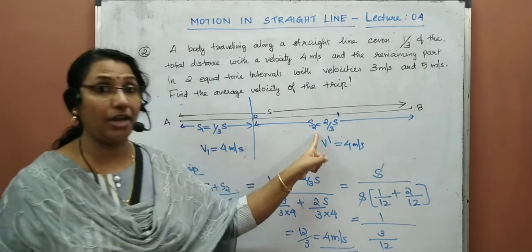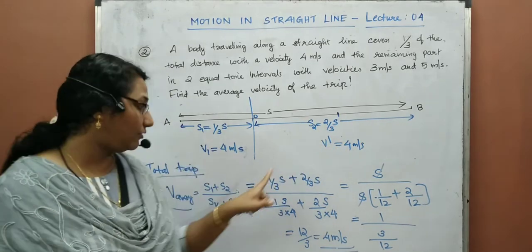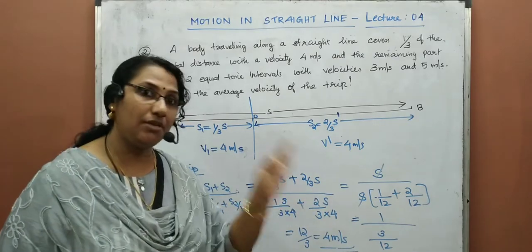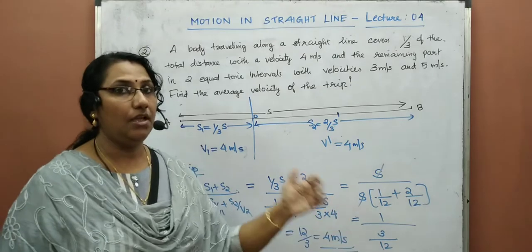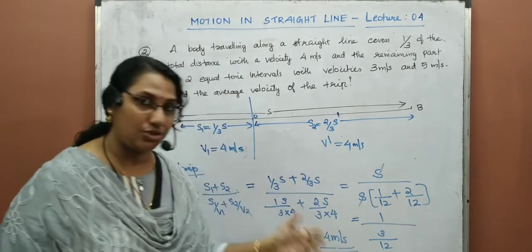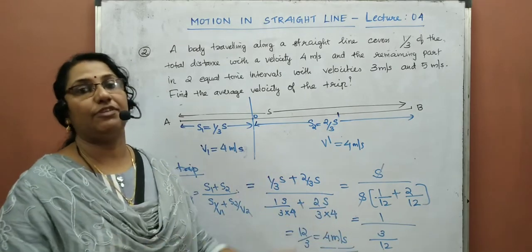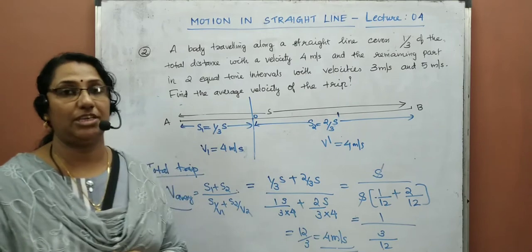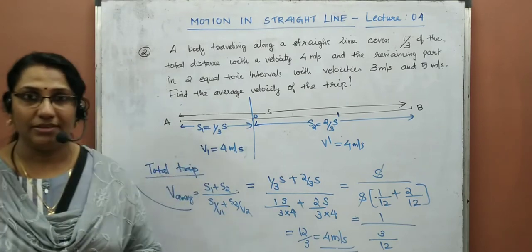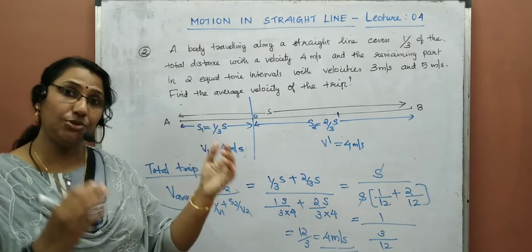Suppose in this part you get this as 6 meter per second. Then you have to go through these steps. Must. Strictly you have to follow all of this. Just I have written all of this to show how to take for two different displacements if different speeds are taken. Here the speed is same, so the average will be also equal to 4 meter per second itself. Okay. Is it clear?